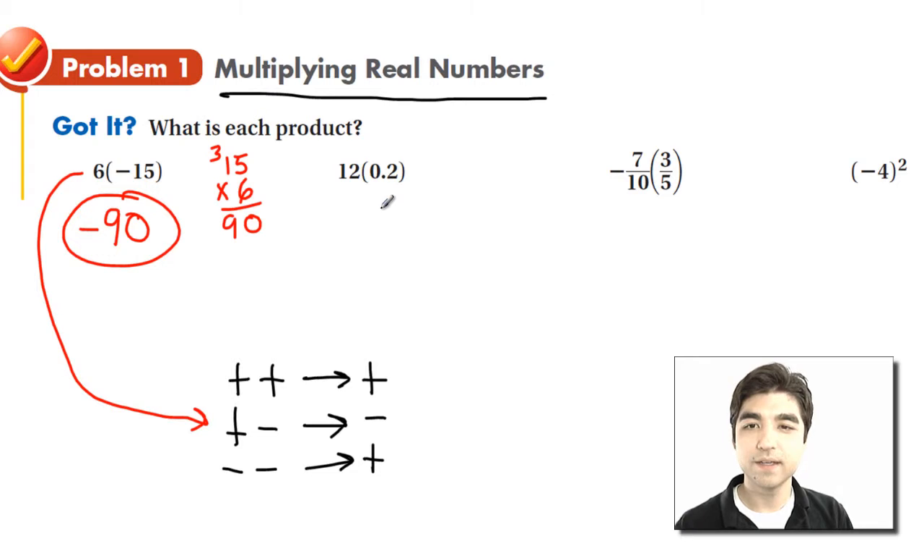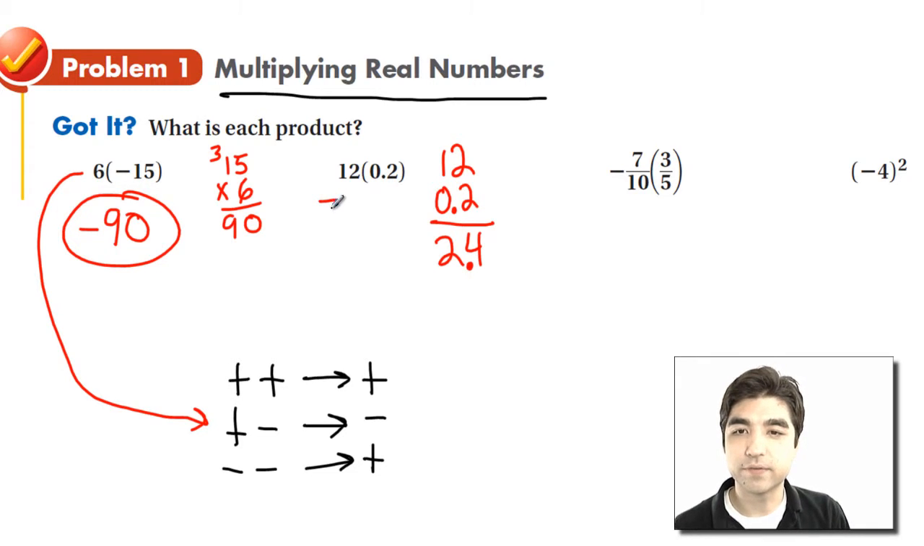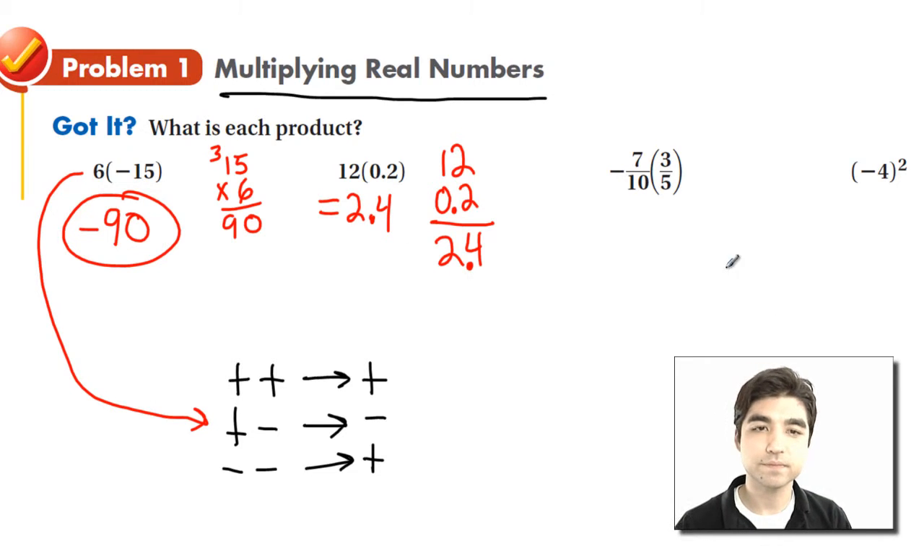Okay? Then we got 12 times 0.2. That's a positive and a positive number, so it's going to be a positive answer. So we got 12 times 0.2. 2 times 2 is 4. 2 times 1 is 2. Then you have one number after the decimal, so we need to put a decimal here. So it's 2.4. So 12 times 0.2 is 2.4.